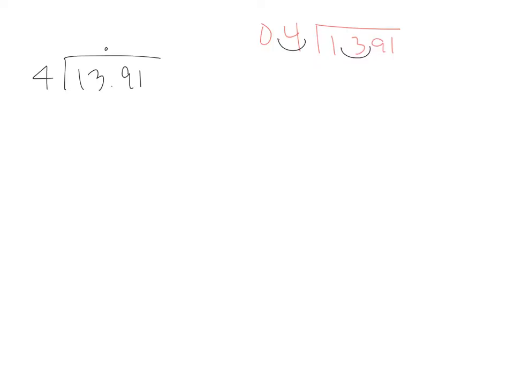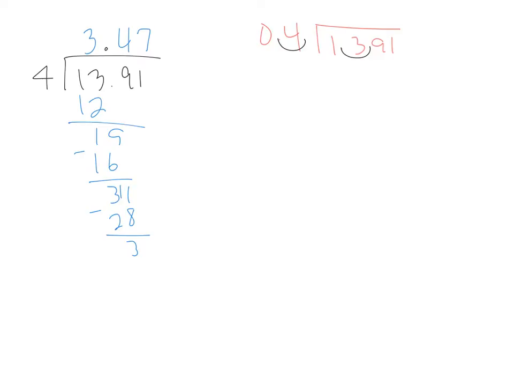4 goes into 13 3 times. 4 times 3 is 12. 4 goes into 19 4 times. 4 times 4 is 16. Bring the 1 down. 4 goes into 31 7 times, which gives you 28, which gives you a 3. Now remember, we're not going to have remainders when we have these decimal points.